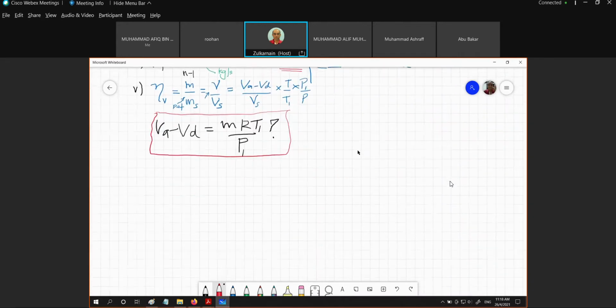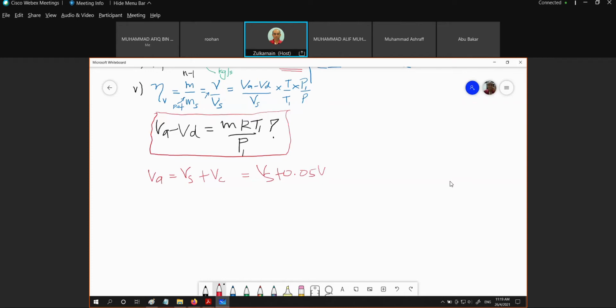So what is VA? From the PV diagram, VA is equal to VS plus VC. And given right here, the VC is 0.05 VS. So in this case, we are going to get 1.05 VS as far as VA is concerned.